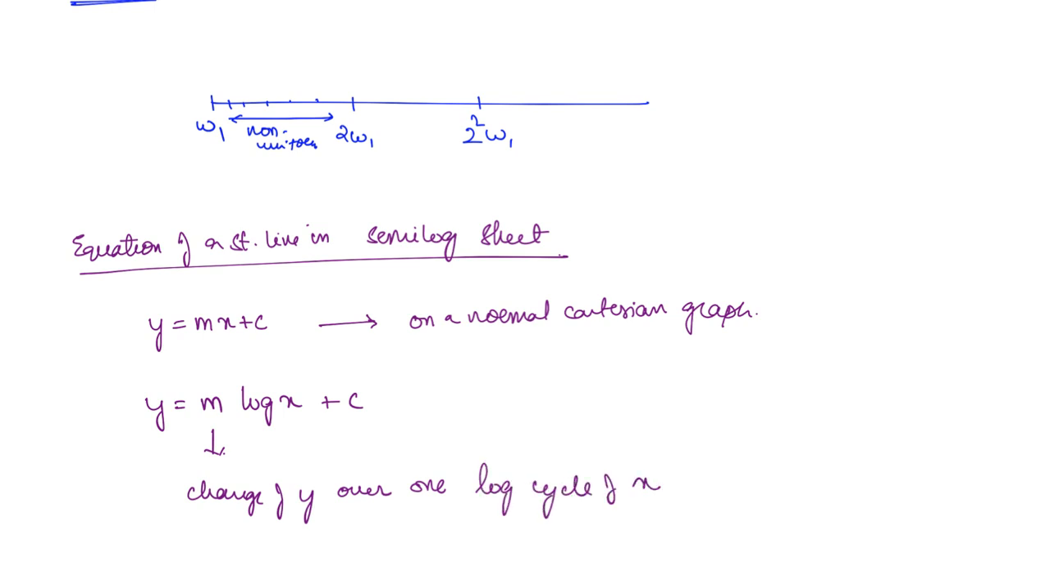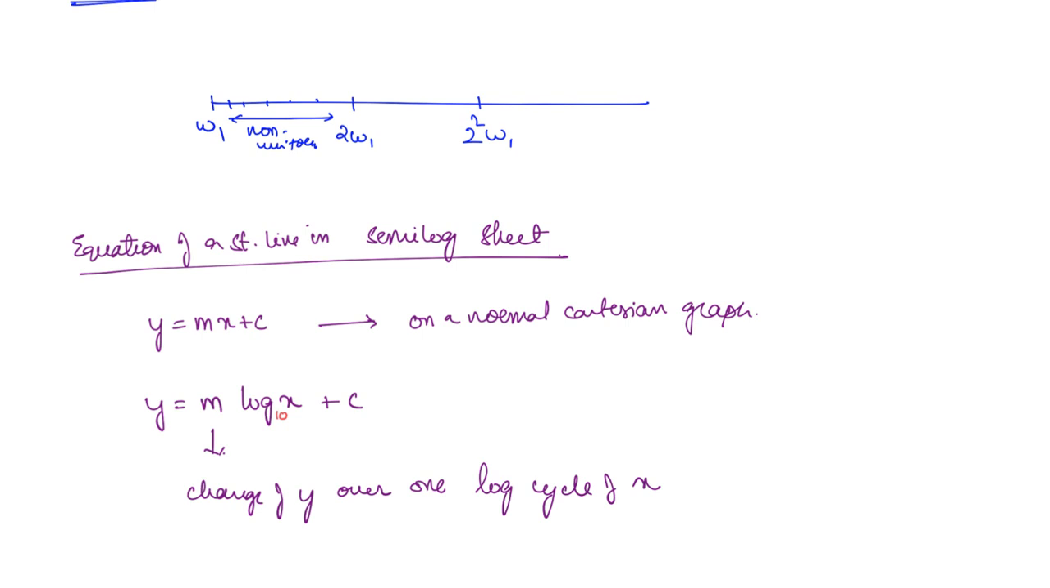Now if you take the base as 10, then we call it a decade. If you take the base as 2, then we call it an octave. So then change of y over one decade of x will be present if the base is taken as 10. If the base is taken as 2, then you say change of y over an octave of x. So that is how it is going to be.